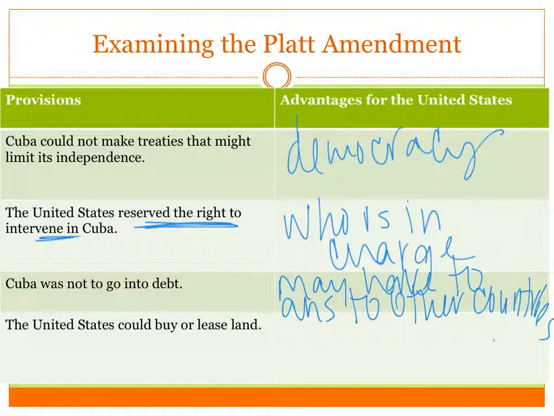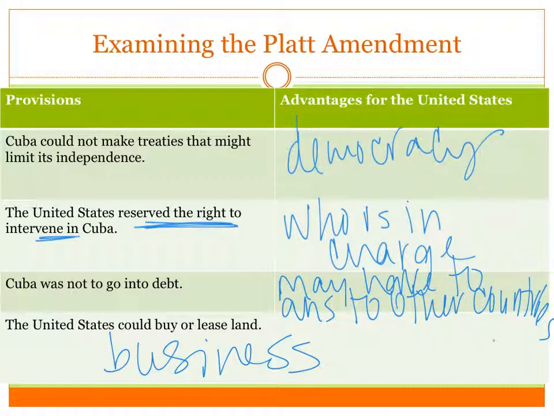Okay. The United States could buy or lease land. This is the last thing we're going to look at. How is this an advantage to the United States? Pause and think. This one is super simple. They could continue their business in Cuba. And if you control land, you control people.